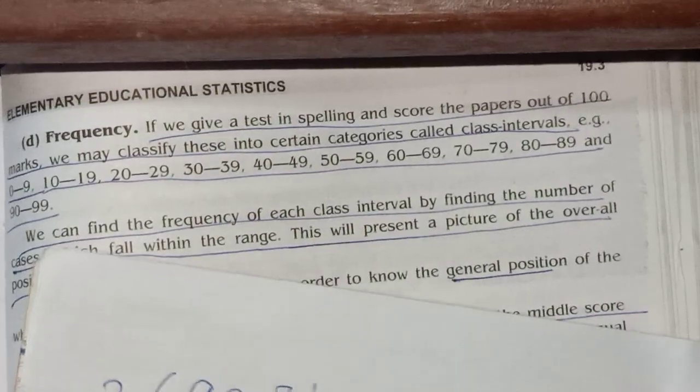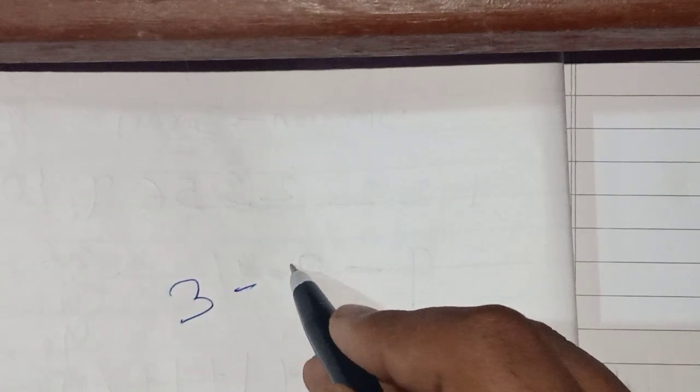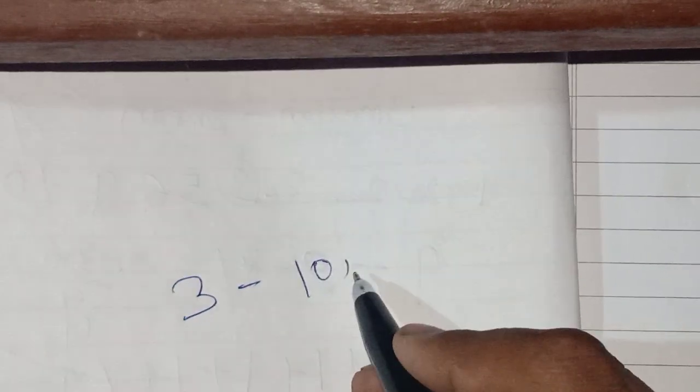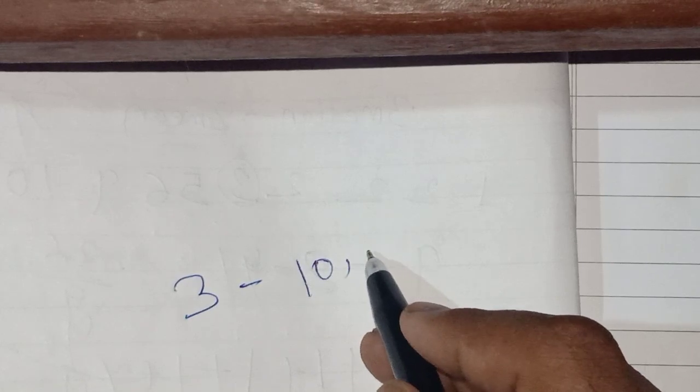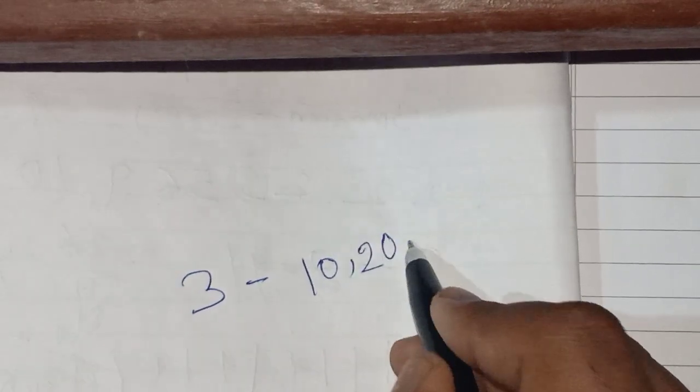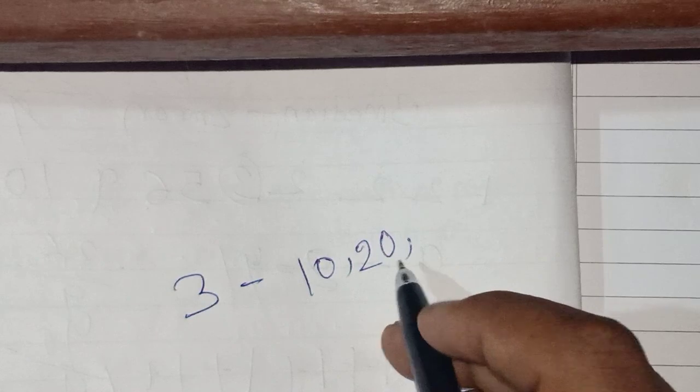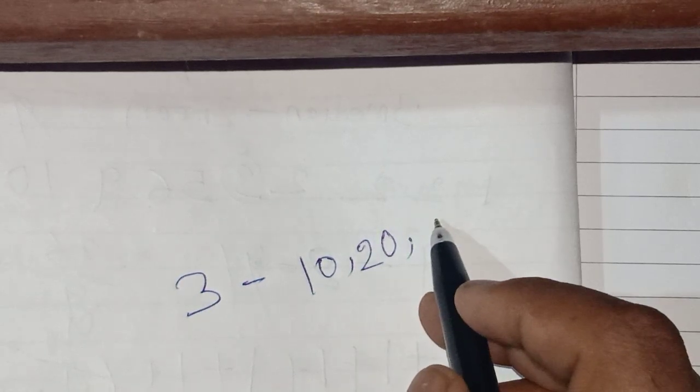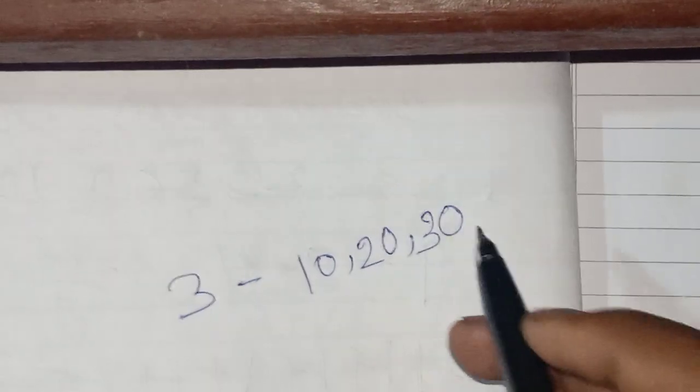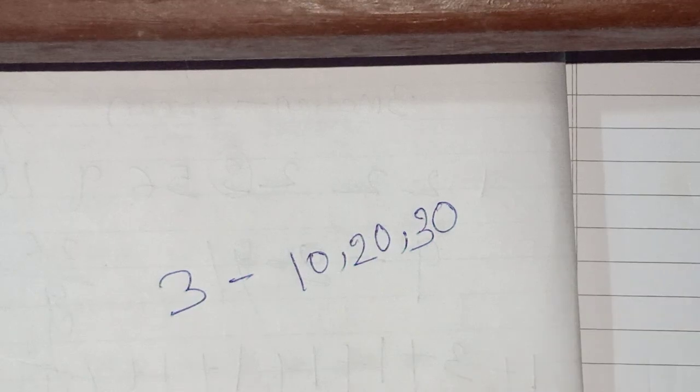It will be easy to understand if I give you an example. Let's take three students. The first student scored 10 marks, the second student scored 20 marks, and the third student scored 30 marks. Okay. What is the average score?